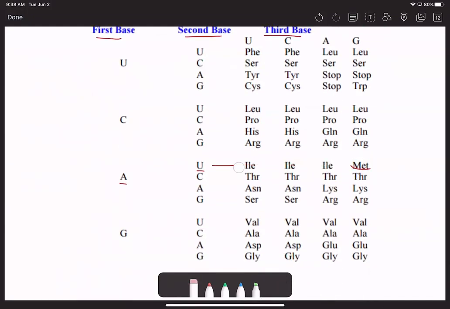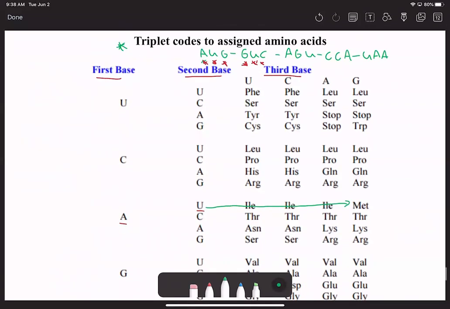Students, look at this. I don't know what they do, but they get to U, and then they go, oh, G, must be arginine, but no, that's not it. We go straight across till we get to G. The next one is GUC. So we have methionine. Let's write this.